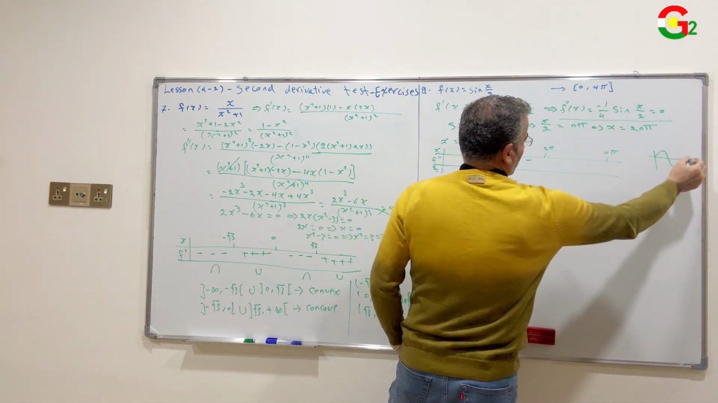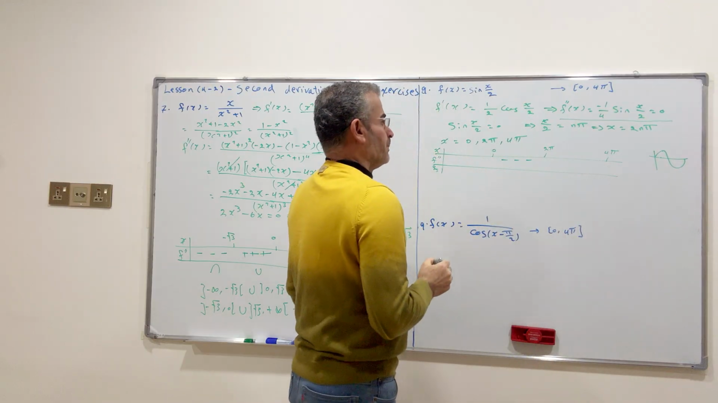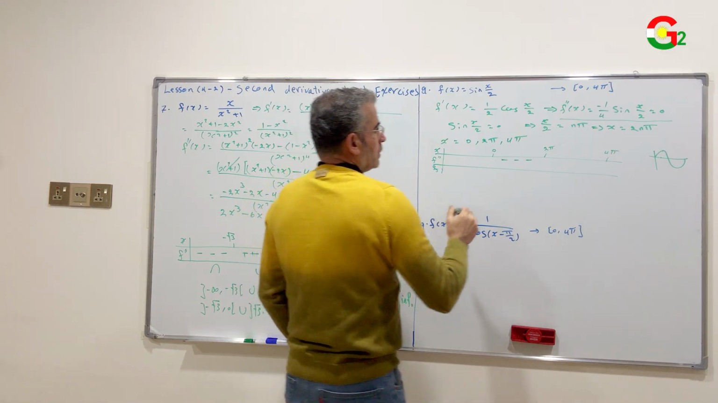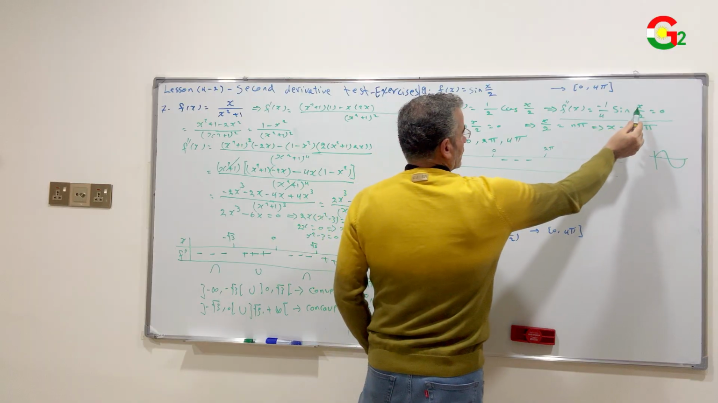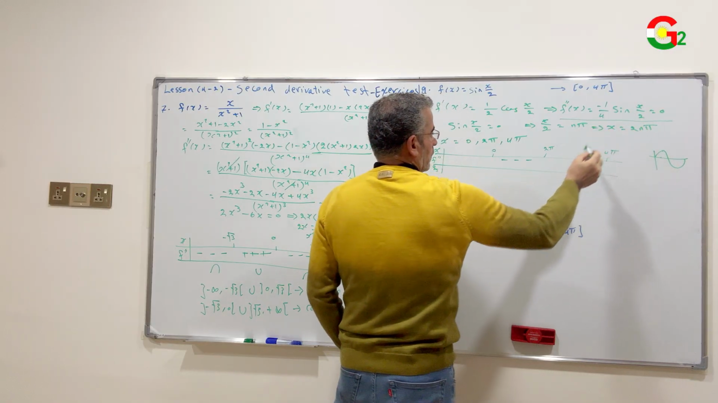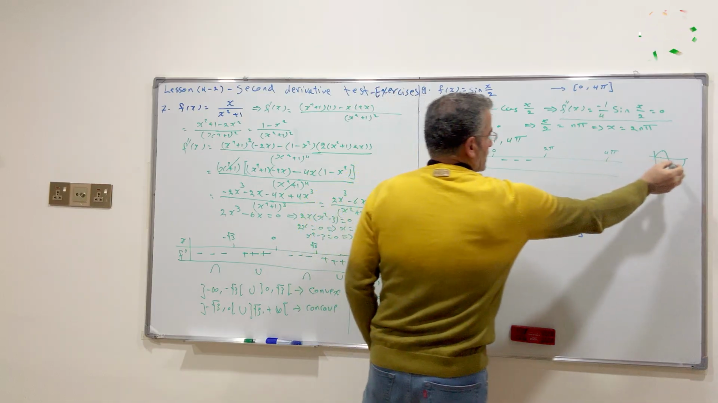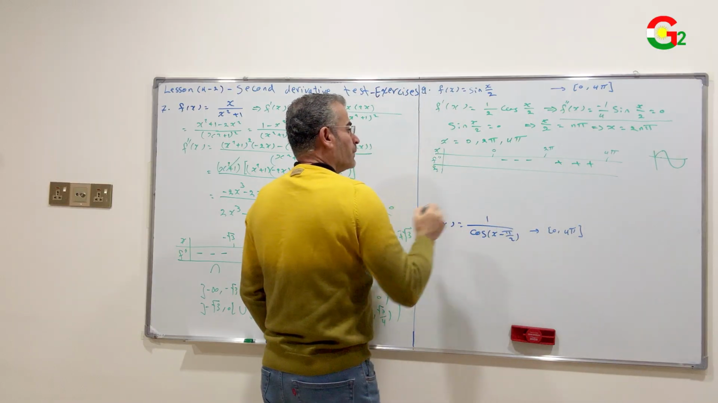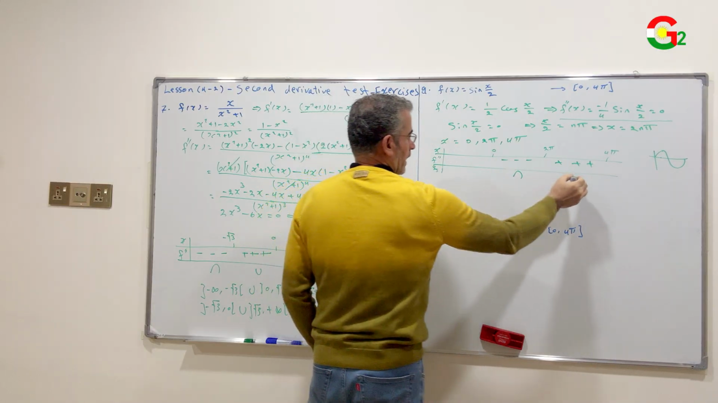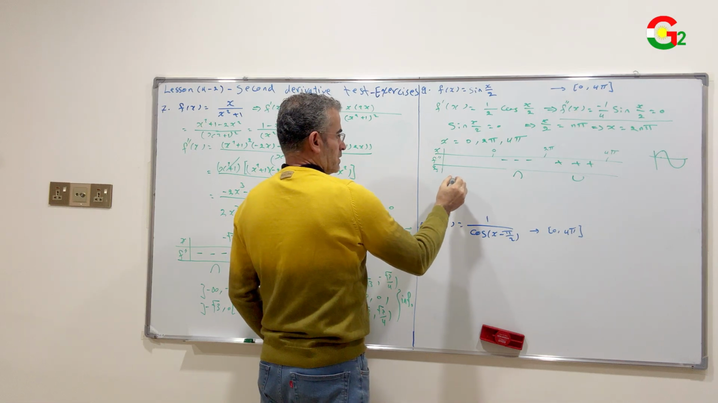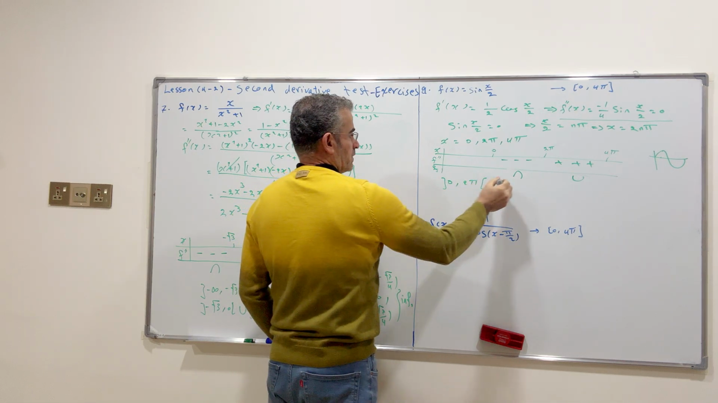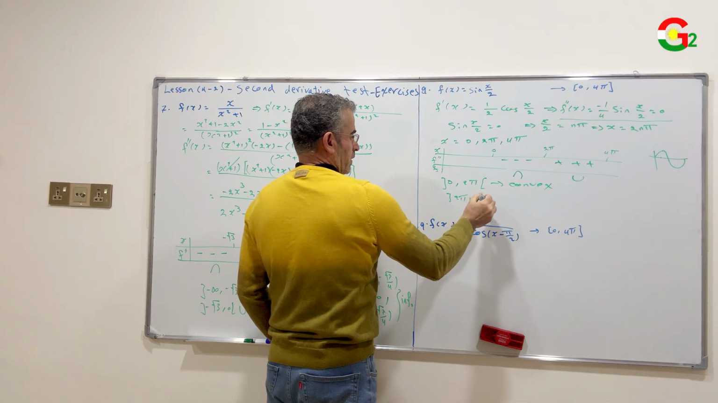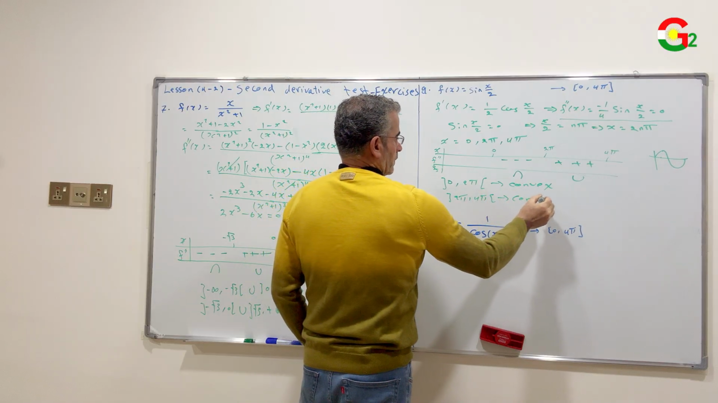Between 2 pi and 4 pi, take 5 pi over 2, 5 pi over 4. The function is negative. Negative times negative, positive. Therefore, the function is convex between 0 and 2 pi and concave between 2 pi and 4 pi. 0 to 2 pi, the function here is convex, and from 2 pi to 4 pi, the function is concave.